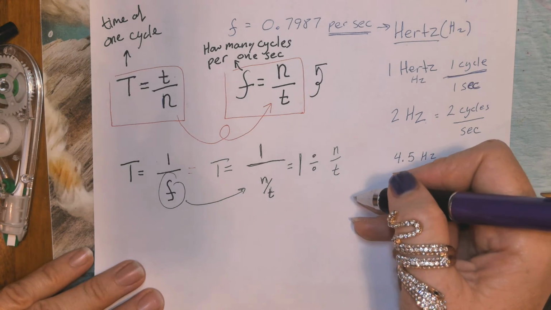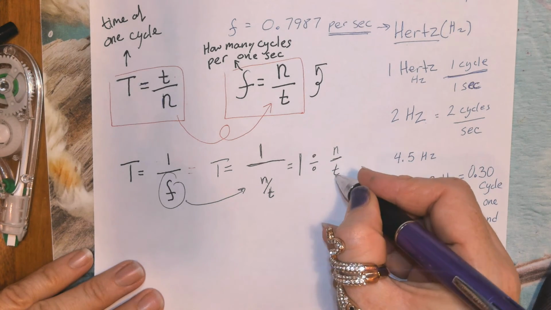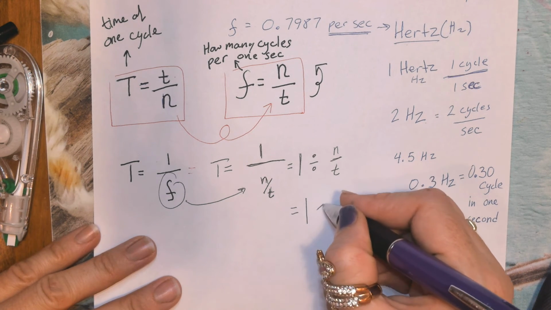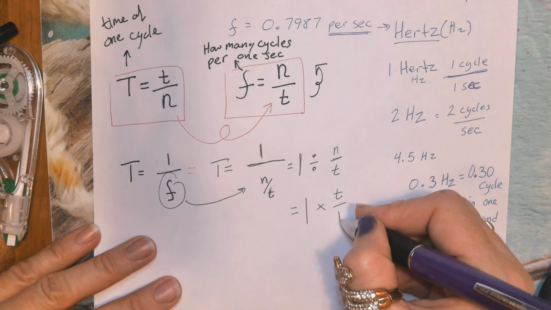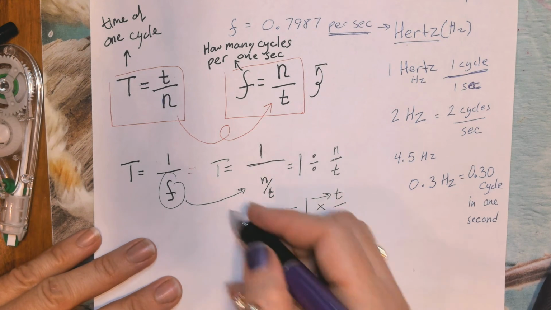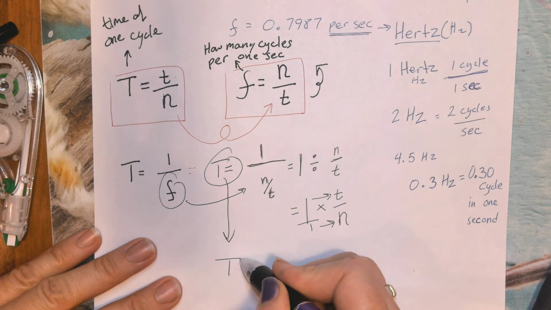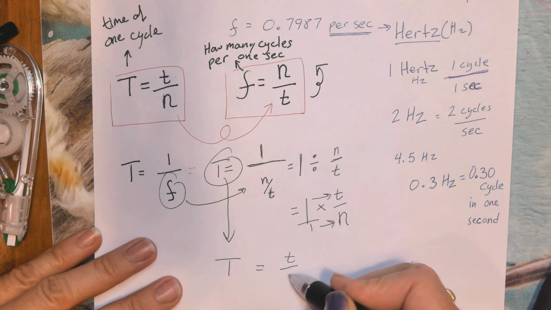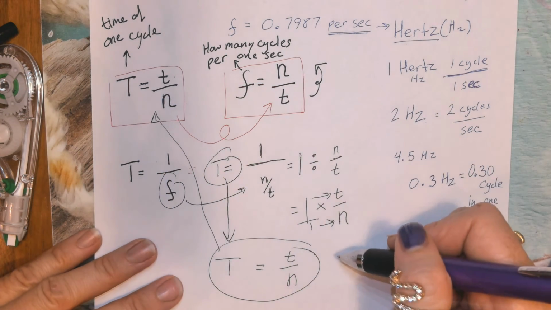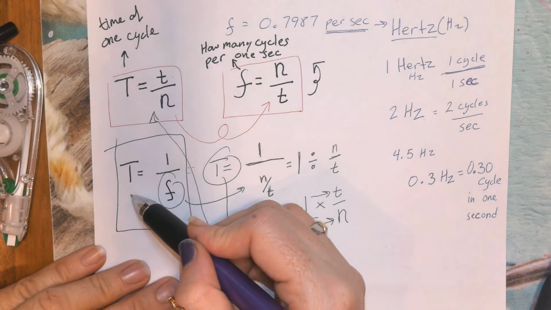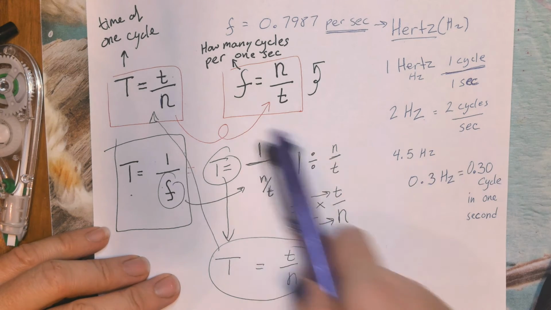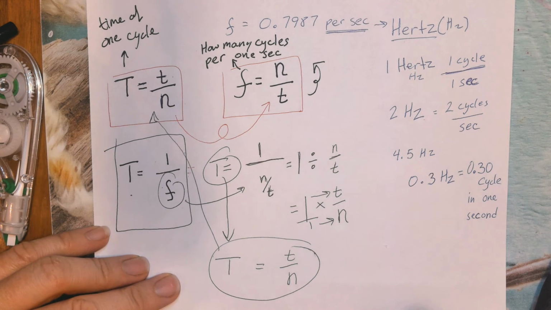Now, please remember that when you are dividing by a fraction, you need to use keep, change, flip. So that equals 1 times little t over n. Then multiply straight across. Finally, I get T equals little t over n, which is exactly the same as our original definition. So you see, period equals 1 over frequency. Go ahead and pause the video and try to do this yourself in your notes step by step.